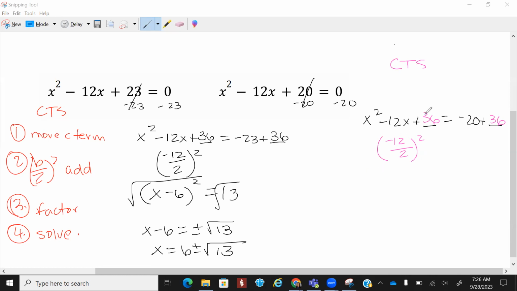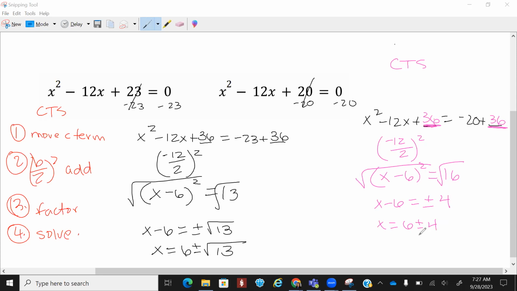Okay, so now I'm going to factor this guy. And that's going to give me x minus 6, because that's what our b term is. On the other side, I'm going to get 16. Negative 20 plus 36. If solved, you should have gotten square rooted on both sides. And so that's going to give me x minus 6 equals positive and negative. And we know the square root of 16 is 4. We're going to add 6 to the other side. So x is going to equal 6 plus or minus 4.